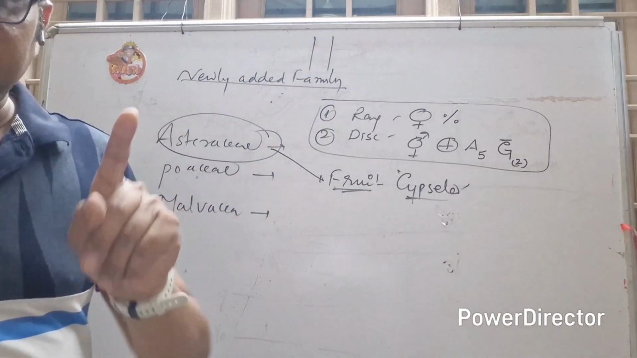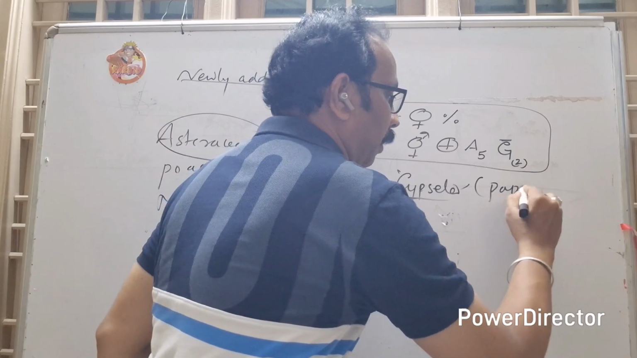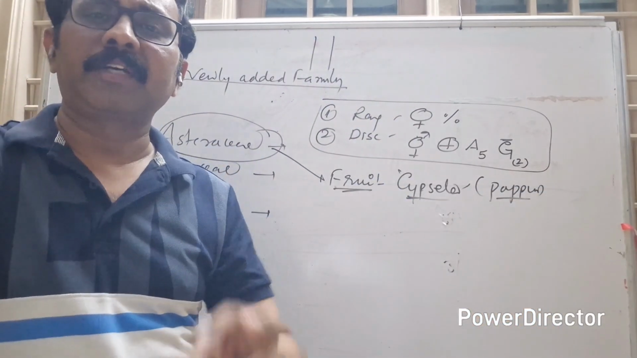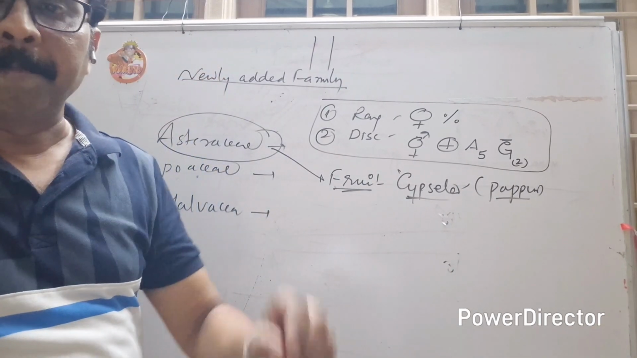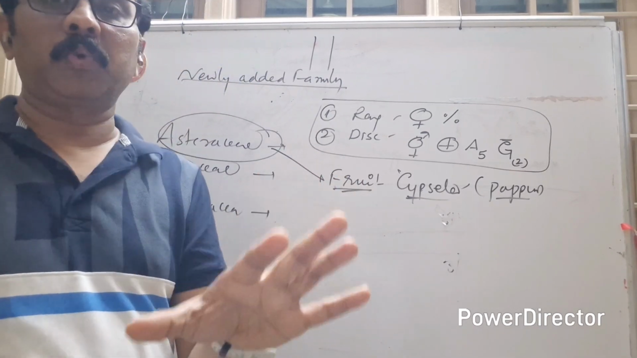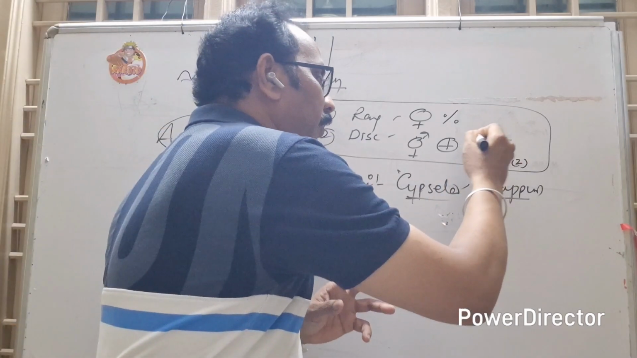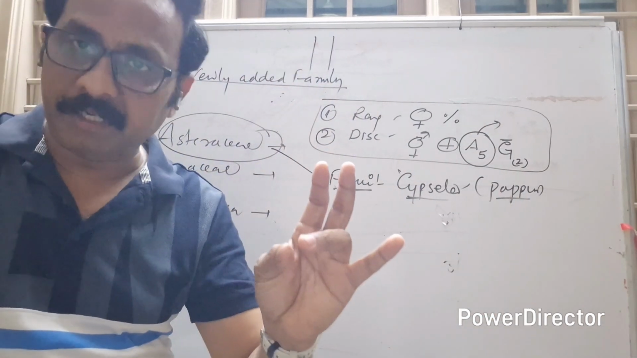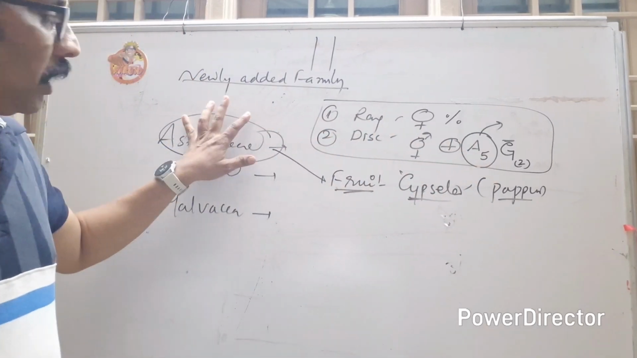The cypsela fruit has a special character, the pappus. If the question asks about pappus as a parachute mechanism, or which family shows a parachute mechanism, you go with Asteraceae. You can expect these kinds of questions from Asteraceae members. Also, the stamens are syngenesious and epipetalous. These two are important here. So that's all about Asteraceae.